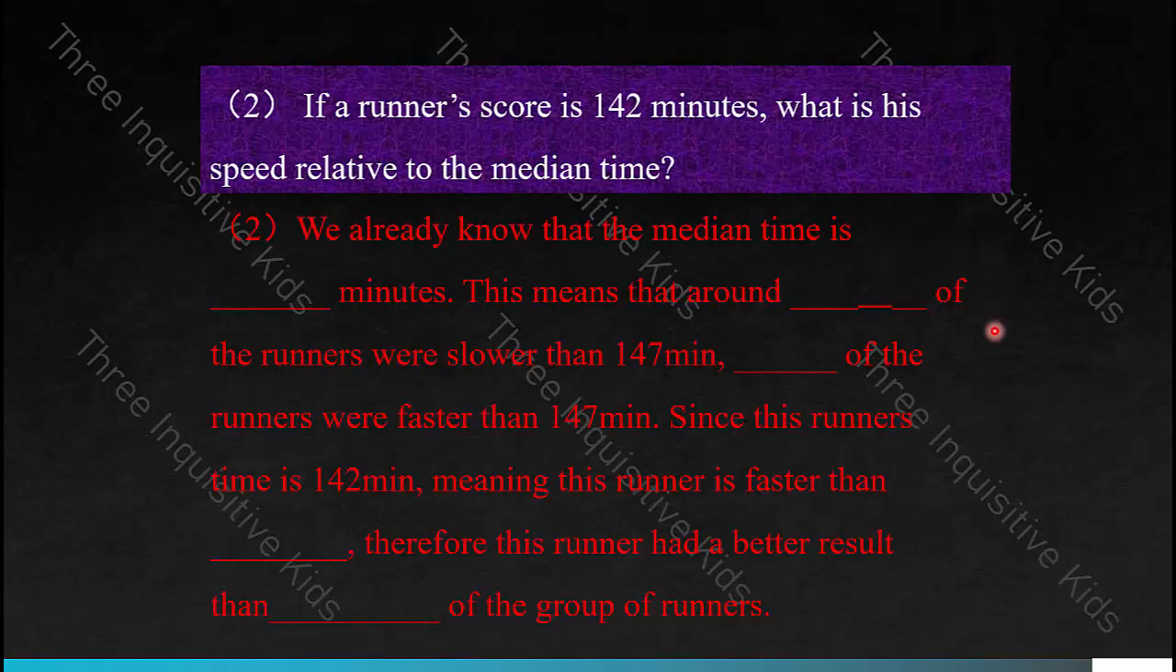So if a runner's score is 142 minutes, what is his standing relative to the median time? We already know that the median time is 147 minutes. This means that around half of the runners were slower than 147 minutes, and around half of the runners were faster than 147 minutes. Since this runner's time is 142 minutes, meaning this runner is faster than 147 minutes, therefore this runner had a better result than half of the group of runners.